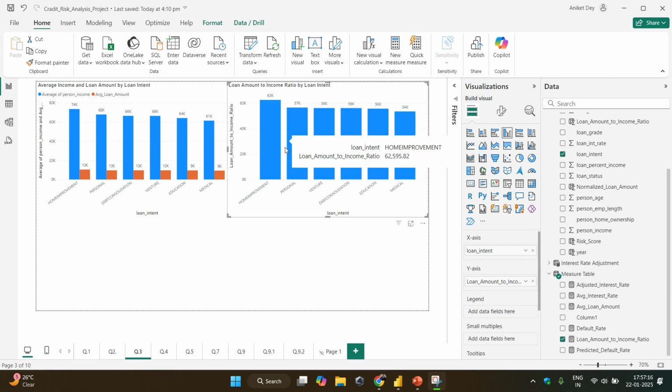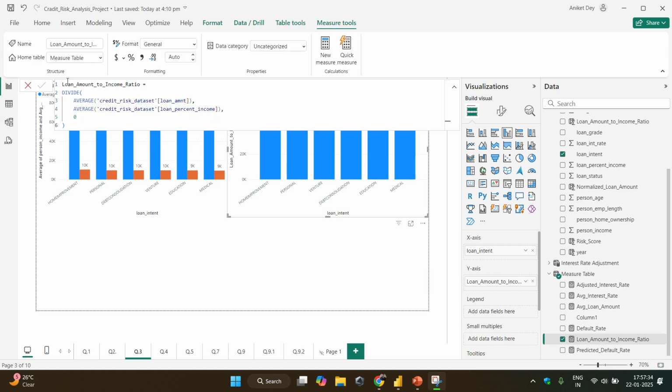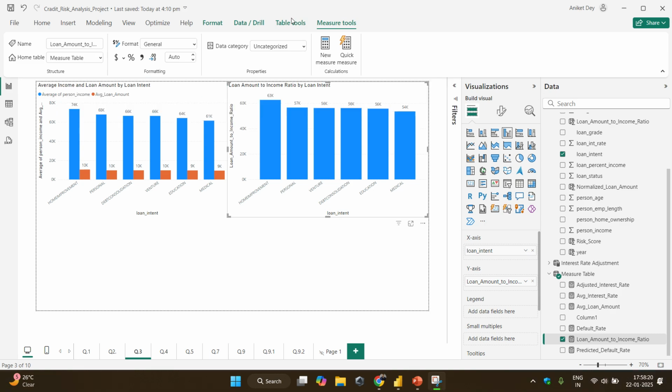In the next clustered column chart, I have used loan intent in the x-axis and loan amount to income ratio in the y-axis. And to find the loan amount to income ratio, I have used this DAX function that is calculating the loan amount to income ratio. So from this visual, I can clearly say that the home improvement intent has the highest loan amount to income ratio.